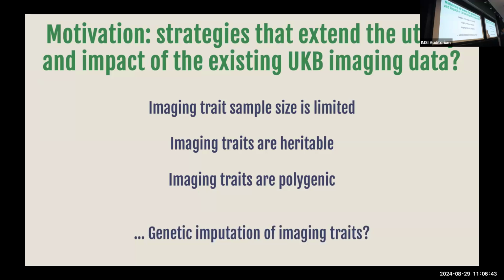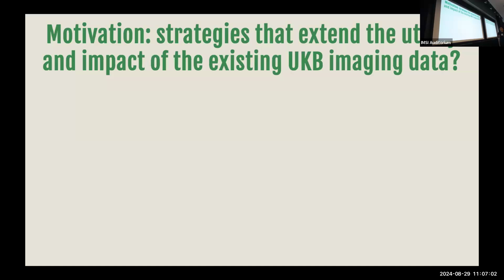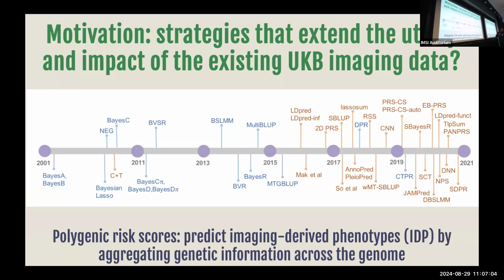So the very naive idea is to do genetic imputation of the imaging traits, because we can collect genetic data from a much larger group. We can see whether we can use these genetic markers to impute the imaging traits. That's the big idea. How to do that? From a genetic perspective, there is a whole field pushing this forward. We call it polygenic risk scores, because lots of complex traits are polygenic and heritable, and we can do imputation using the genetic markers.